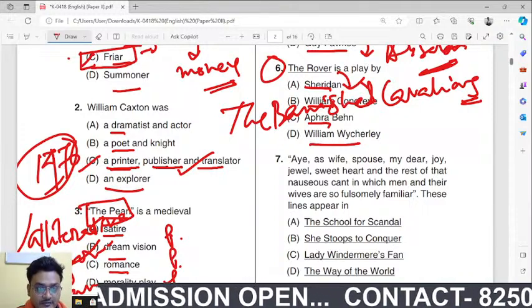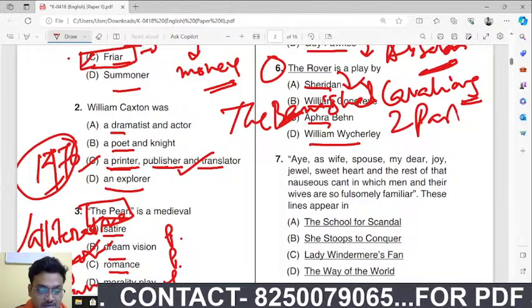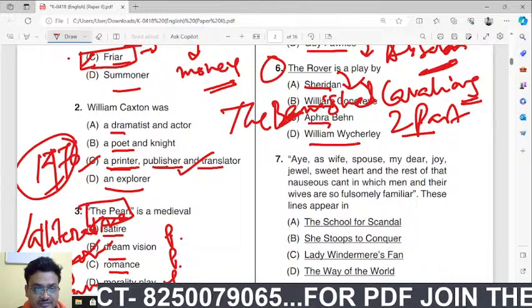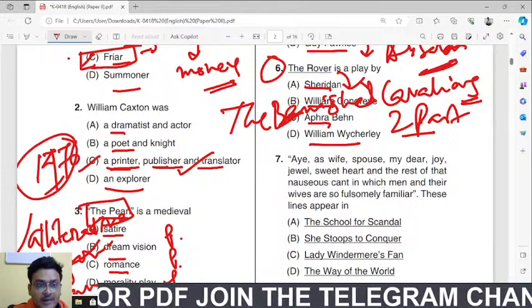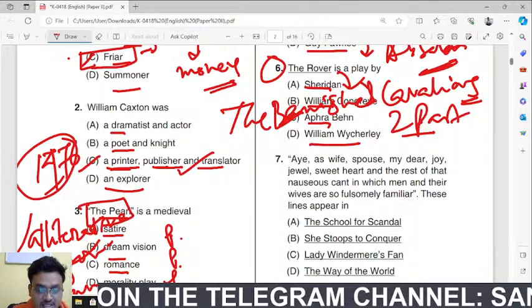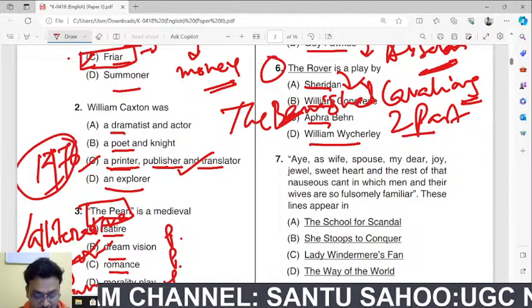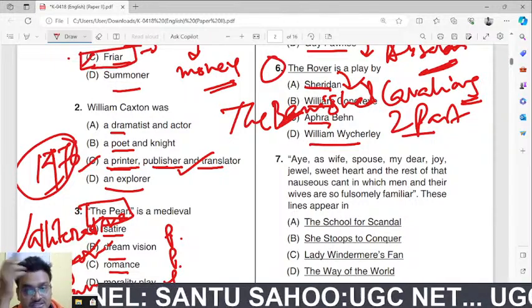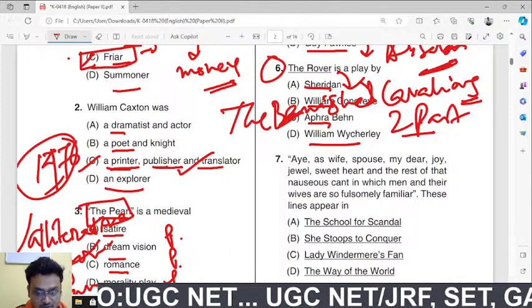And here it's written by Aphra Behn, and it has actually two parts. Even this work is a revision of Thomas Killigrew's work Thomaso. So The Rover by Aphra Behn is a revision of Thomas Killigrew's play Thomaso, or The Wanderer, published in 1664. So here Aphra Behn is the right answer.